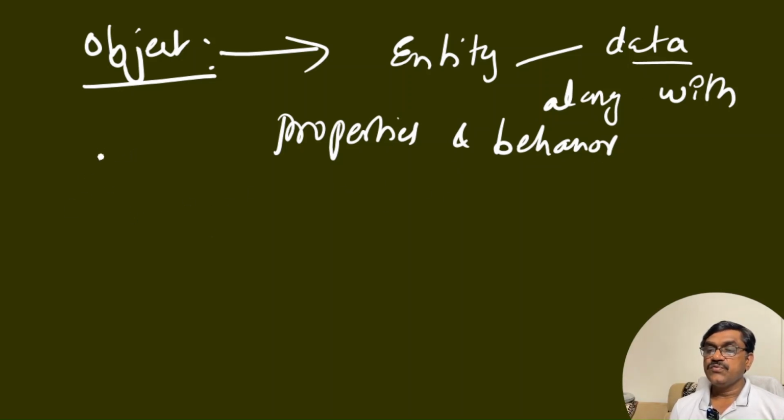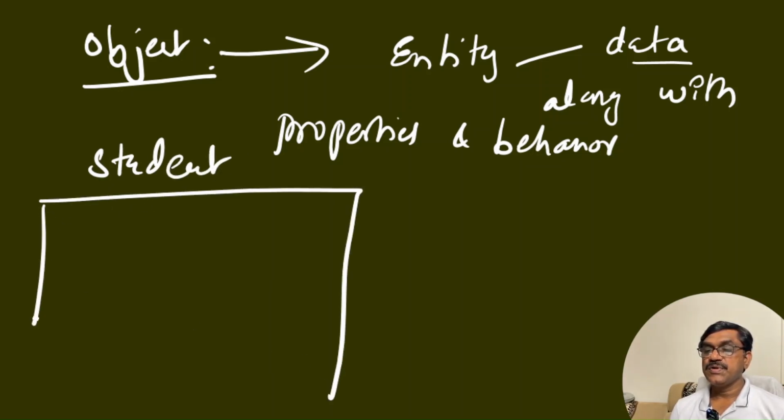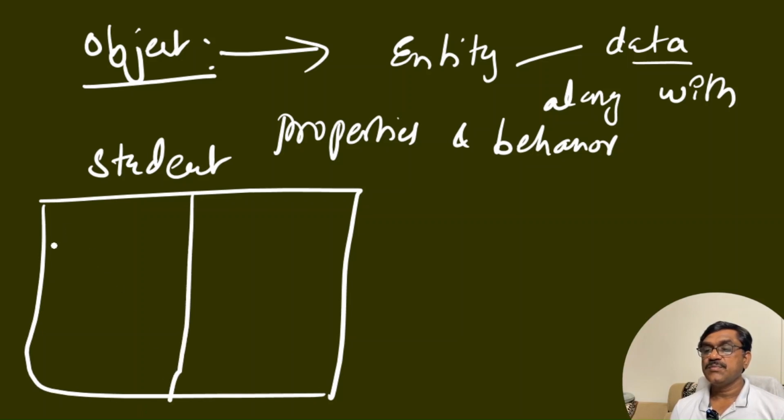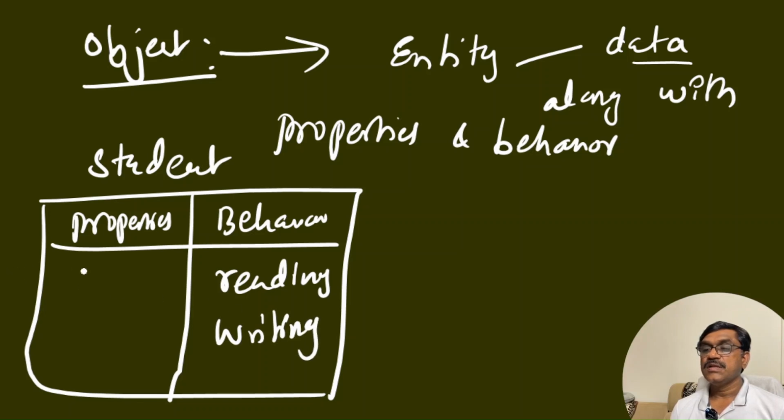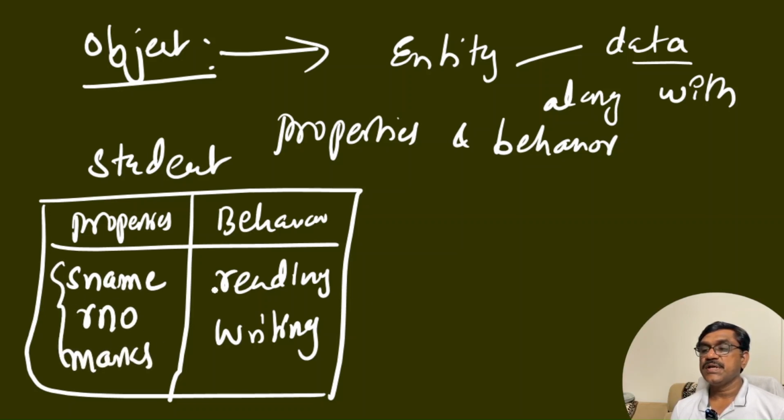For example, if you take a student, here I'm taking properties and here I'm taking behavior. Behavior mainly means reading and writing. And the properties here are student name, roll number, marks. These indicate the properties and these indicate the behavior. This is the structure of the student, or we can say the blueprint. We call it a blueprint.